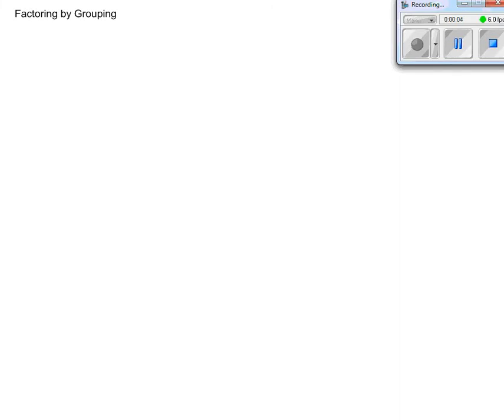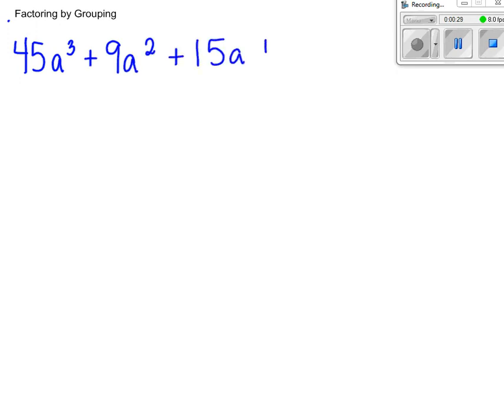Now we want to talk about a different method for factoring called factoring by grouping. A lot of times we use this method when we have 4 terms, and it's going to be helpful for us for quadratics in the next video. So let's say that we had something that was 45a cubed plus 9a squared plus 15a plus 3. And we needed to factor this.